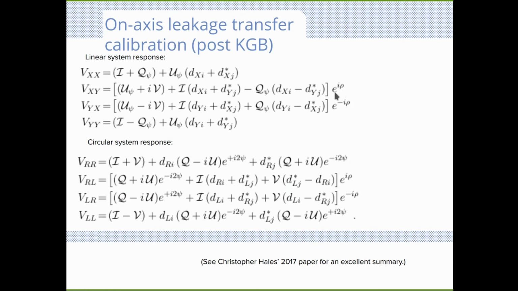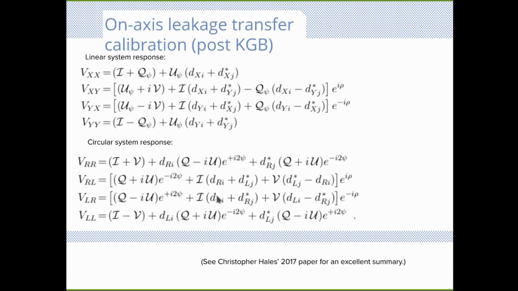A circular system such as the VLA is defined slightly differently. On the diagonal, we are measuring I plus or minus V, so I plus or minus circular polarization. On the off diagonal, the right-handed circular feed cross-correlated with the left-handed circular feed between the two different antennas, we are going to measure Q plus or minus iU. So only the linear bits. And again, we have the cross-hand phases, but this only serves to rotate the linear bits between themselves. This is actually a much simpler system to calibrate than a linear feed system such as MeerKAT.